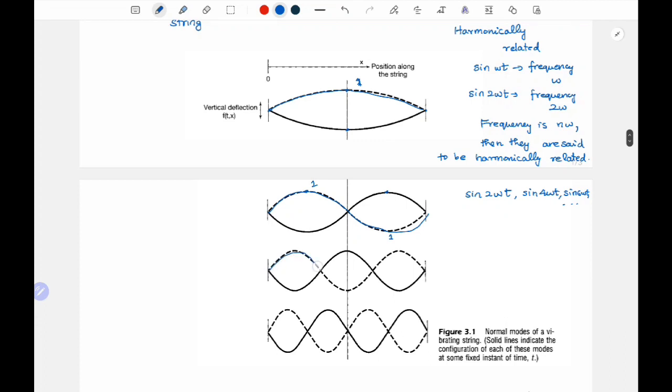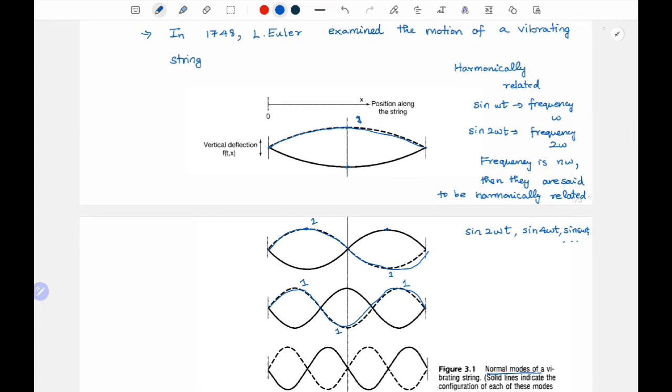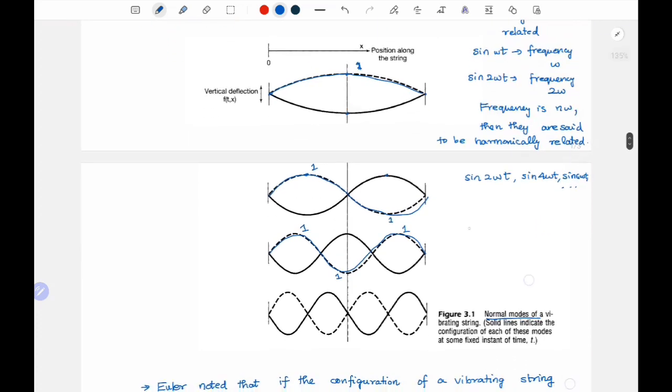Here you can actually see there is one crest, one trough and another crest. So 2 plus 1, 3. This way they are harmonically increasing. These are actually called the normal modes of a vibrating string. Okay. And these are also called standing waves.